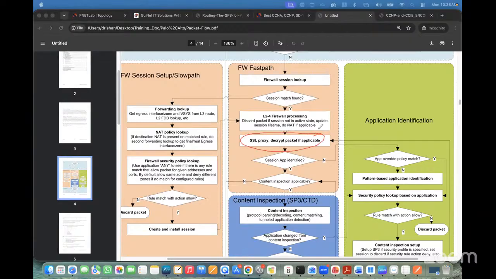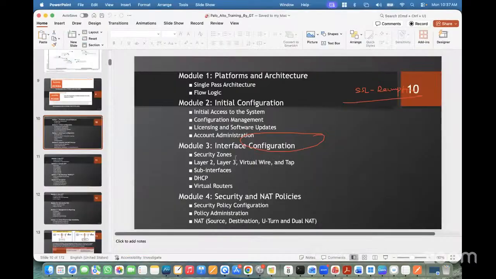Does this packet require the SSL decryption? Now, you might be thinking about what SSL decryption is. We'll discuss it later on. This is a part of one of the modules in our course content. I will show you later. Let me show you. So don't worry about that.